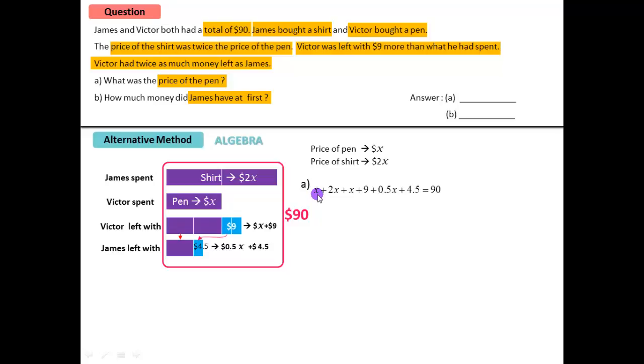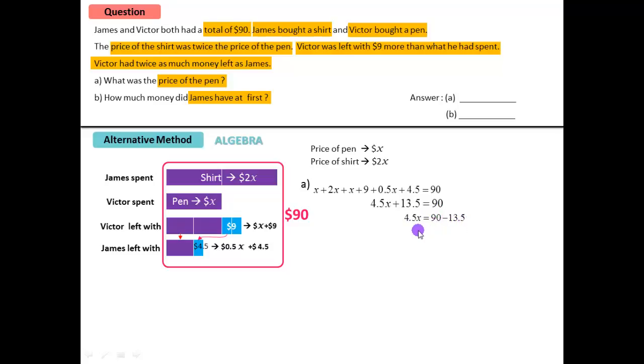It would be x, which is the price of the pen, plus 2x, which is the price of the shirt, plus x plus 9, which is the amount that Victor was left with, plus 0.5x plus 4.5, which is the amount that James was left with. And this will be the total, which is 90. So, 4.5x plus 13.5 is equal to 90, which means 4.5x is equal to 90 minus 13.5.